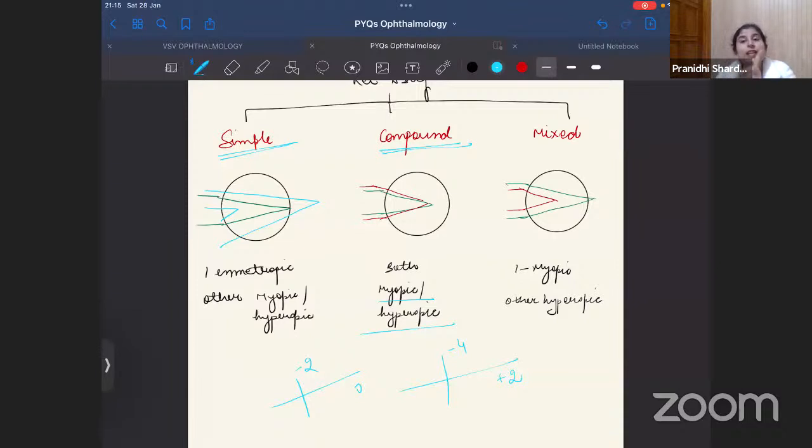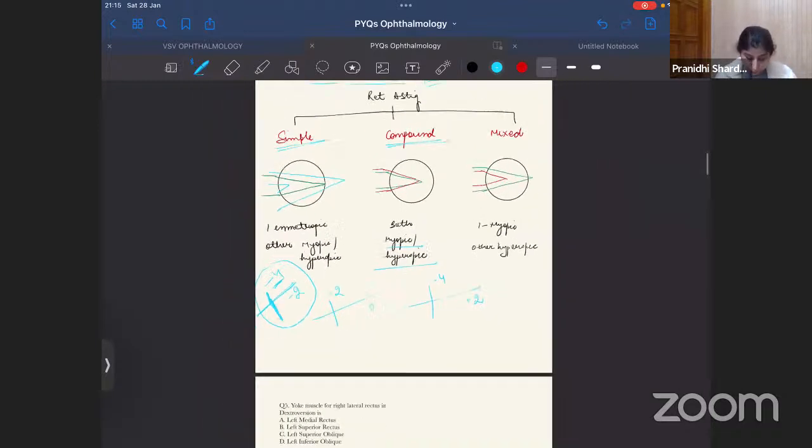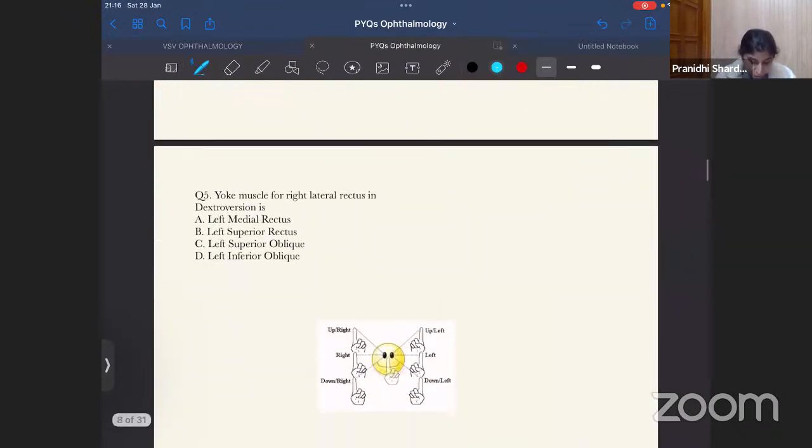In against the rule, nasotemporal is steep. So this will be the with the rule astigmatism, because anteroposterior is -4, which is steeper than -2. So it is an example of with the rule astigmatism. This question we discussed in TNT, so you can go for it.